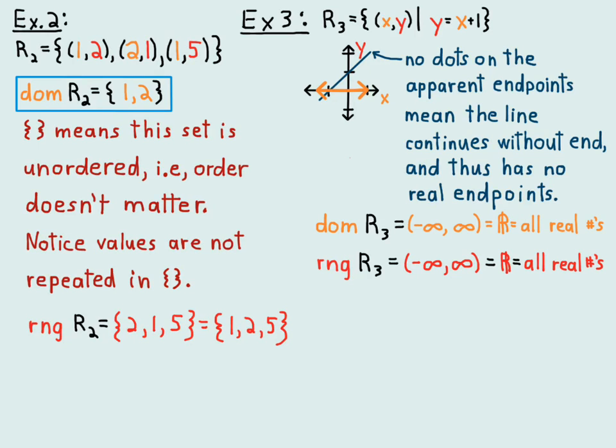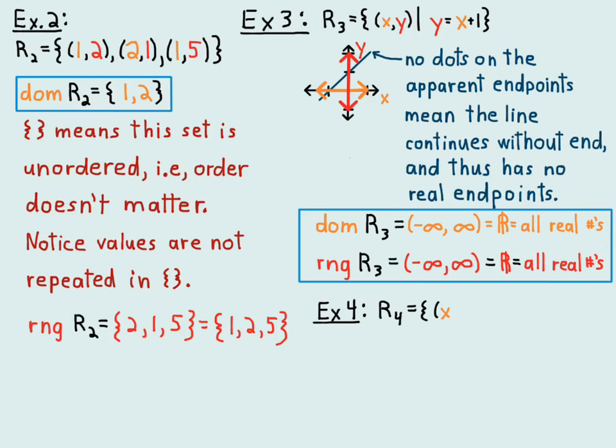So this will be the same for all lines except for vertical lines and horizontal lines. Those are the ones where you won't get minus infinity to infinity for both domain and range. Okay. So I just graphed, you can think of the domain as being this orange stuff, and the range as being the y stuff, actually on the y axis here, the vertical axis.